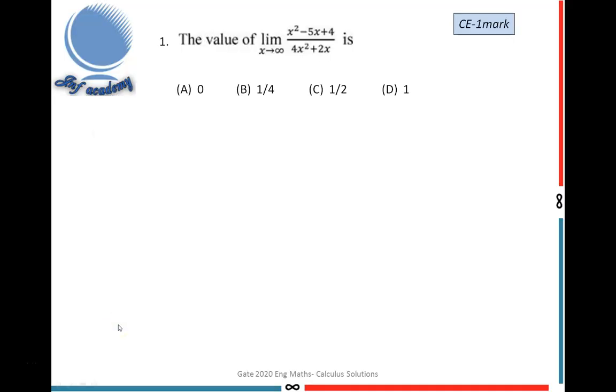Hello everyone. In this video, let me solve GATE 2020 Engineering Mathematics questions related to the concept limit, continuity and differentiability. It's from the calculus main topic. In the GATE exam, all engineering branches have this topic. So this video is very useful for all branches' students.